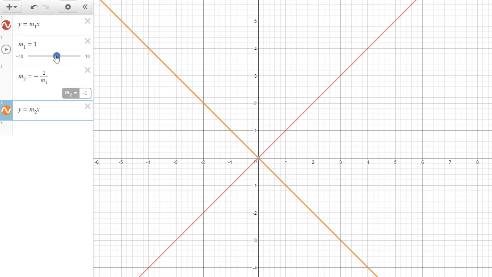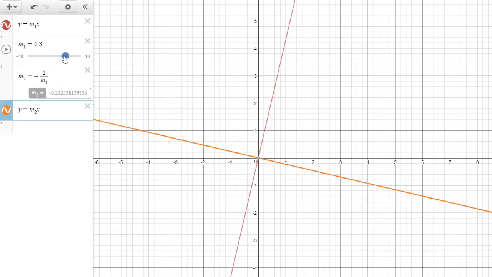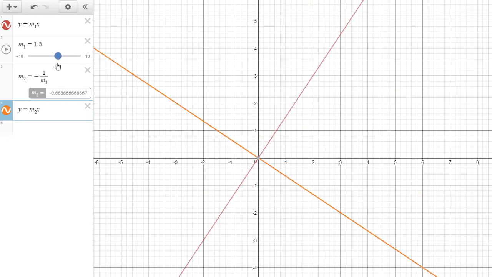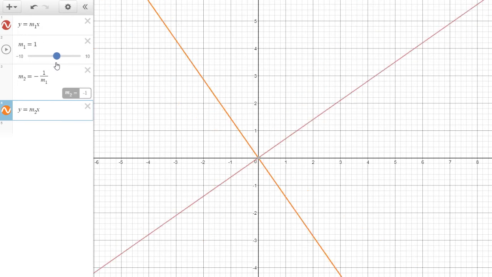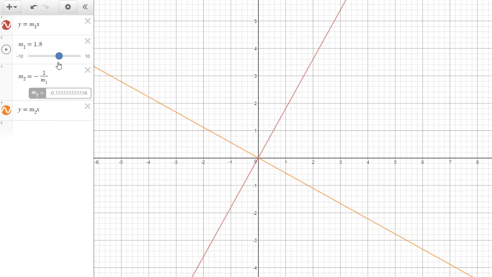So let's look and see if that happens, and there you go. Look, so there's a little geometric proof that this does actually work. And if you've got access to this Desmos tool, go and give it a wee go yourself. So that's a little proof that when you multiply the two gradients together, you get a value of minus 1.